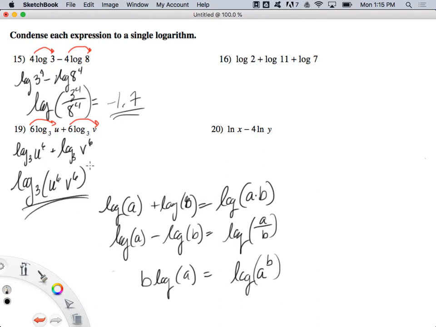So you wouldn't be able to plug this in your calculator and get the answer, because they're just variables. You don't know what the values of the variables are.